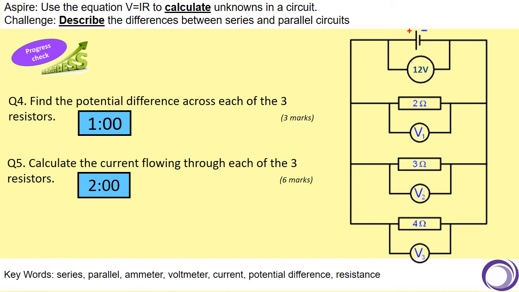Last progress check before we have a look at an exam question. So question 4 and question 5, just a minute for the first one. And if you do the first one, we'll self-mark it together. And then we'll do the second one, question 5, later.